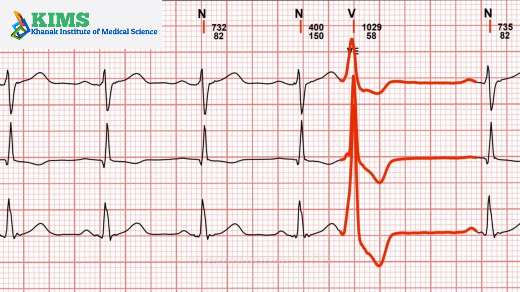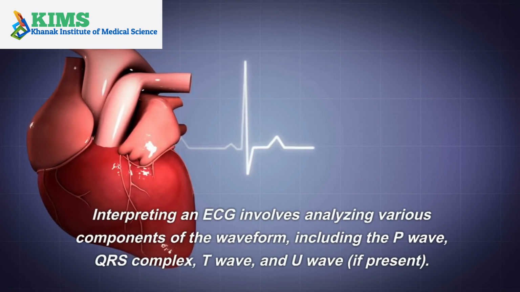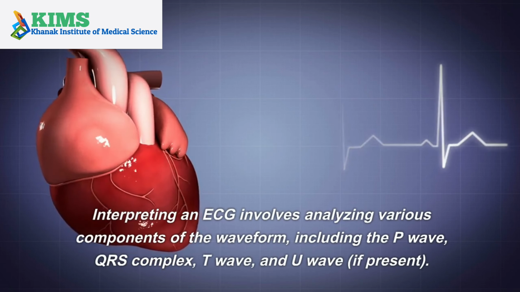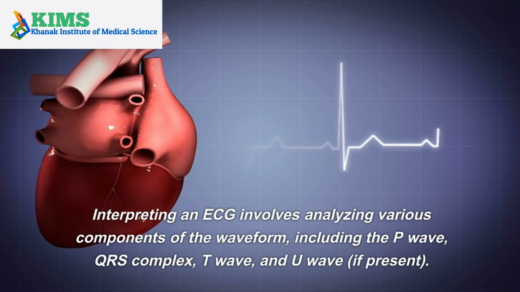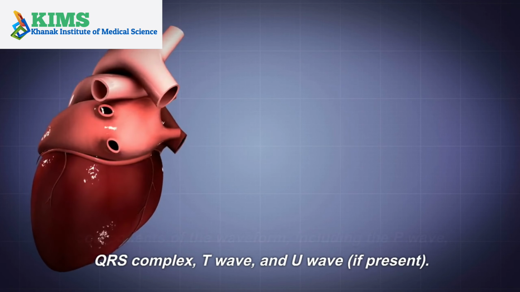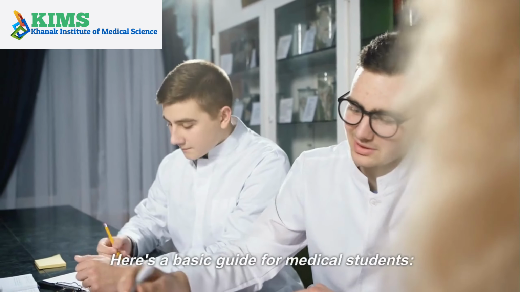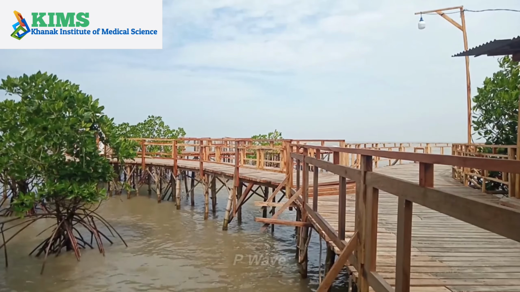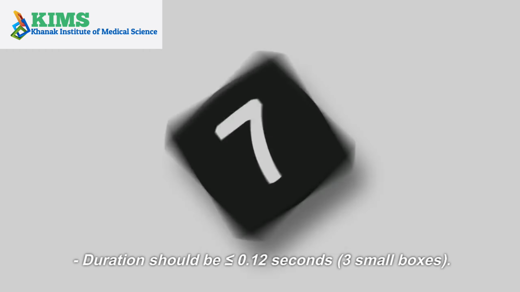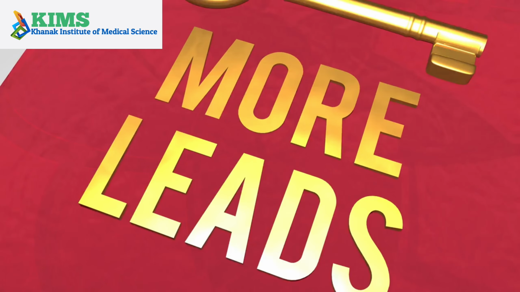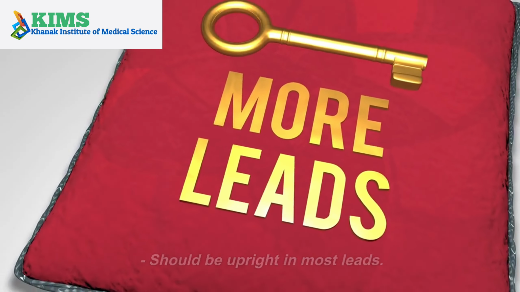Interpreting an ECG. Interpreting an ECG involves analyzing various components of the waveform, including the P wave, QRS complex, T wave, and U wave, if present. Here's a basic guide for medical students. 1. P wave represents atrial depolarization, contraction. Duration should be less than or equal to 0.12 seconds, 3 small boxes. Should be upright in most leads.